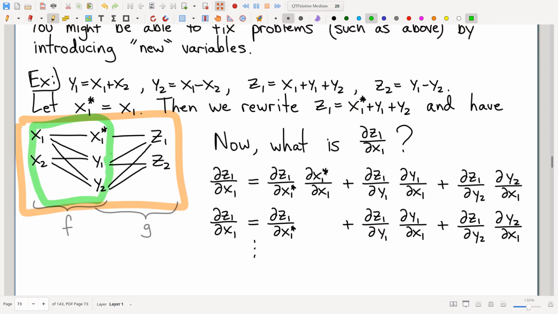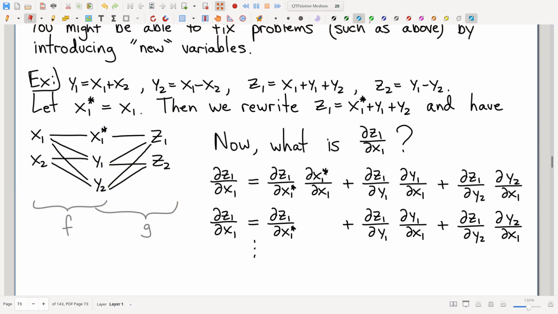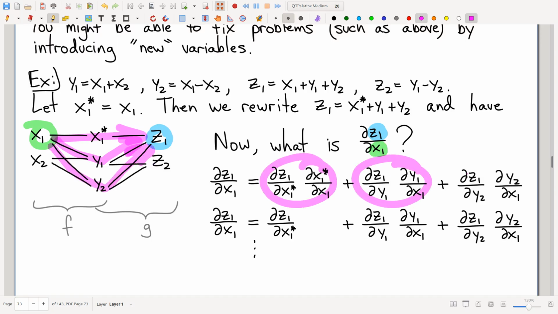These variables are functions of those. These variables are functions of those. And no problem. And if you want to know the partial of z1 with respect to x1, cool. You've got three paths corresponding to three intermediate variables. That gives you three terms. No problem.